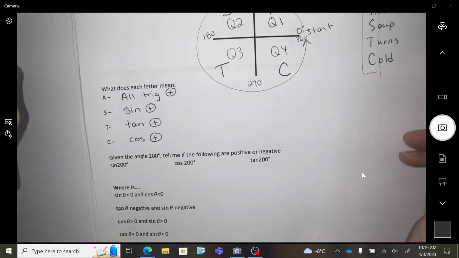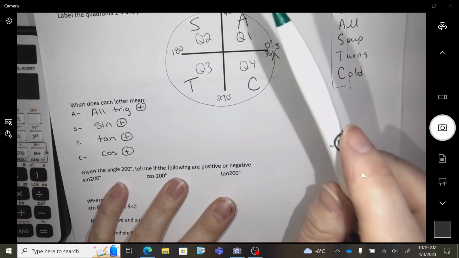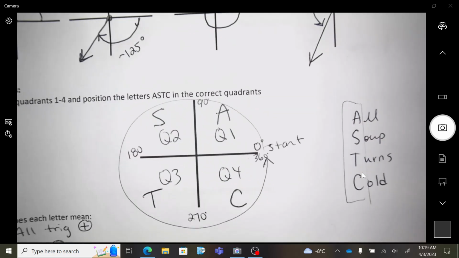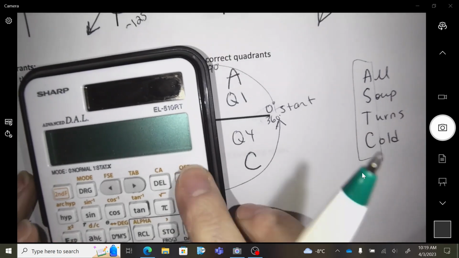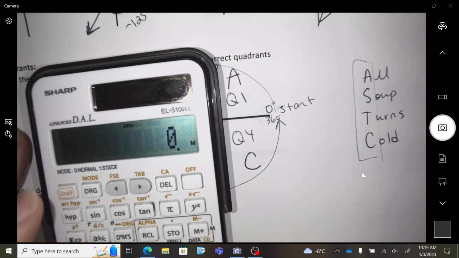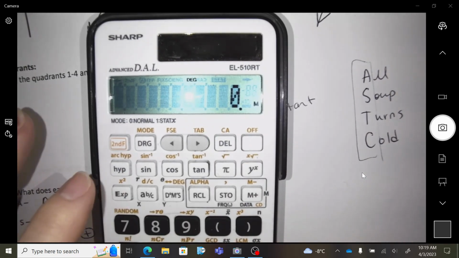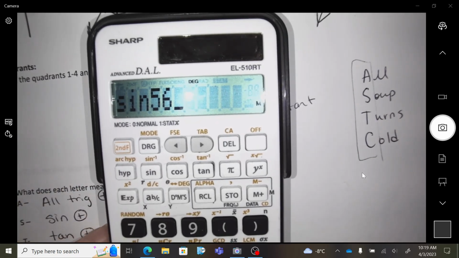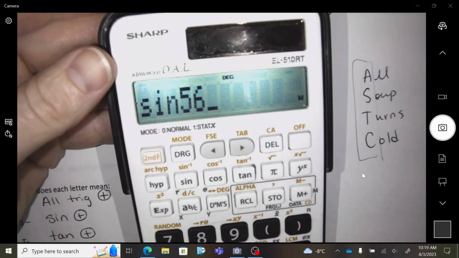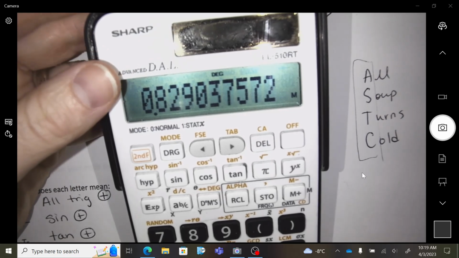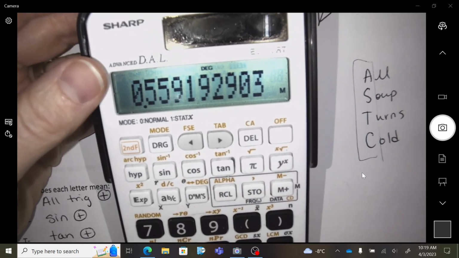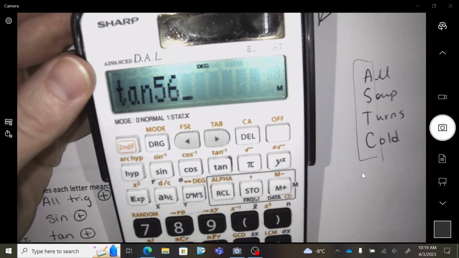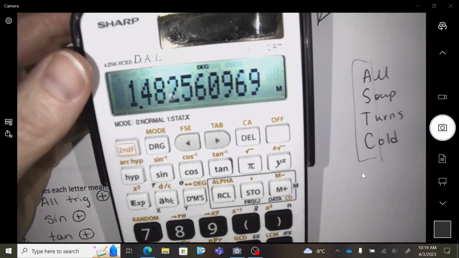Okay, pick me an angle that's in quadrant 1. Give me any number that would be in quadrant 1. 56. So if I did the sine of 56, it equals positive. Cos of 56 equals positive. Tan of 56 equals positive. They're all positive.